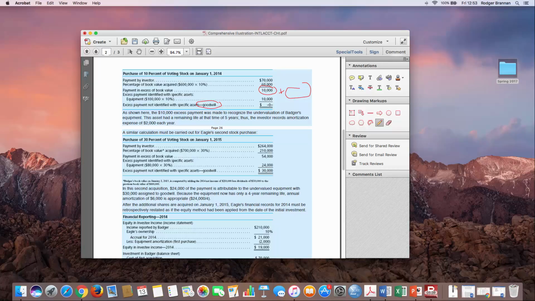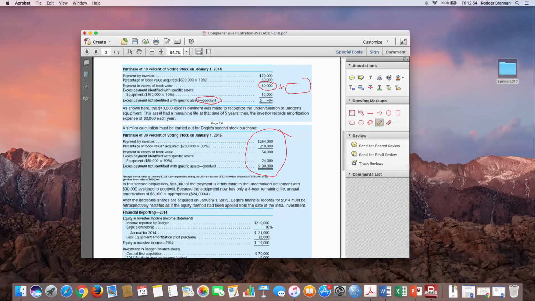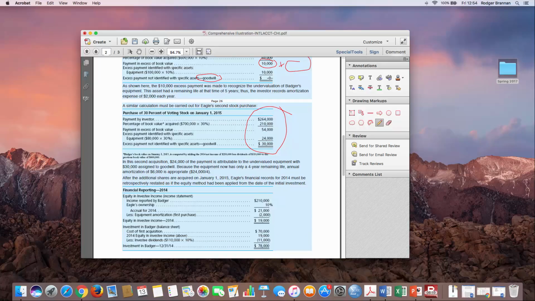So goodwill is, in a sense, recognizing, as I said the other day, the expertise of management and the expertise of the employees that help you earn excess income over an extended period of time. All right, so what the solution is looking at here is what's happening as of the beginning of 2015. We know that we've attributed in 2014 what they paid, 70,000, that the excess of 10,000 is attributed to a specific piece of stock, or specific asset, excuse me.